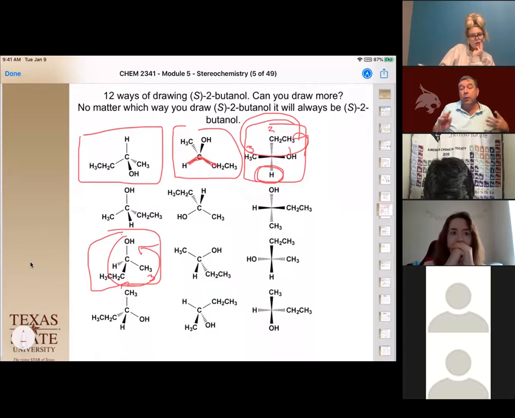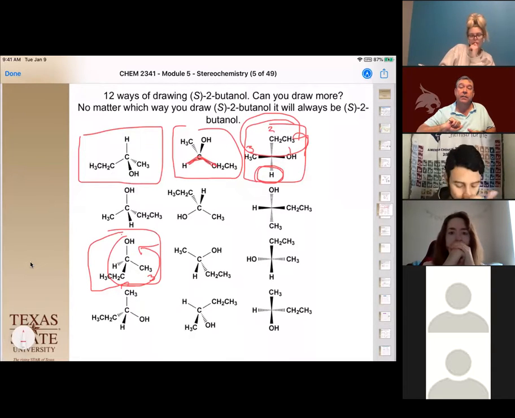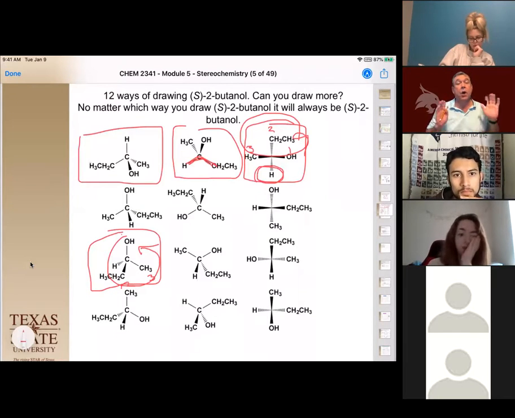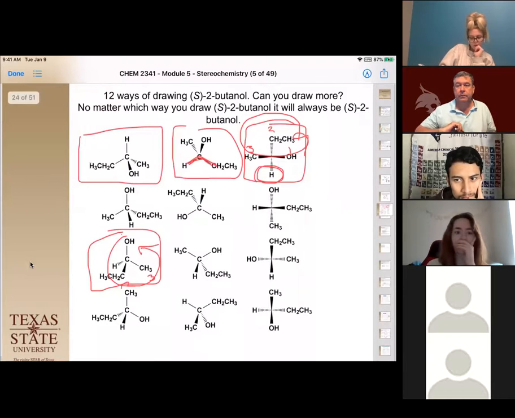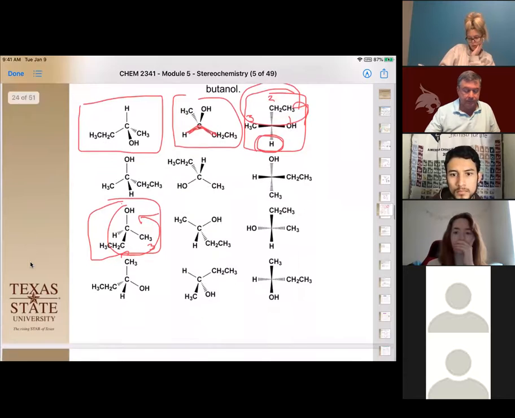So it might be good practice for you to look at all these different things and make sure you can assign all of them as S, looking at the priority and trying to rearrange it so the hydrogen is facing back, so you can get that good clockwise perspective to give you that correct designation of S for each of these things. Okay, questions on that? Again, these are all the exact same compound. They're just all drawn in different ways. Okay, all right, we'll move on.